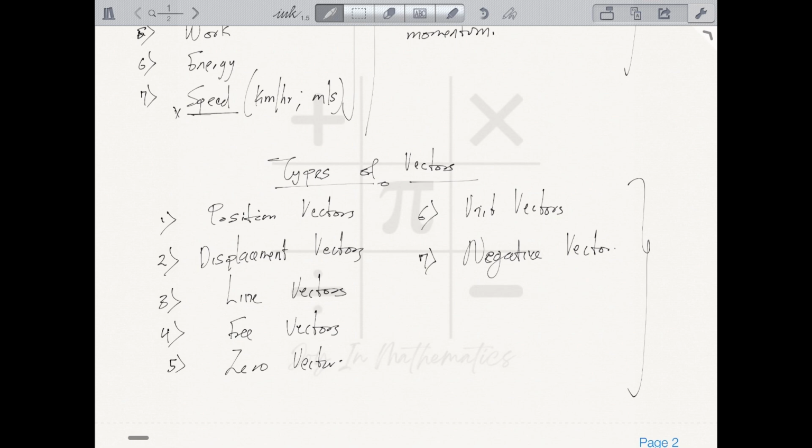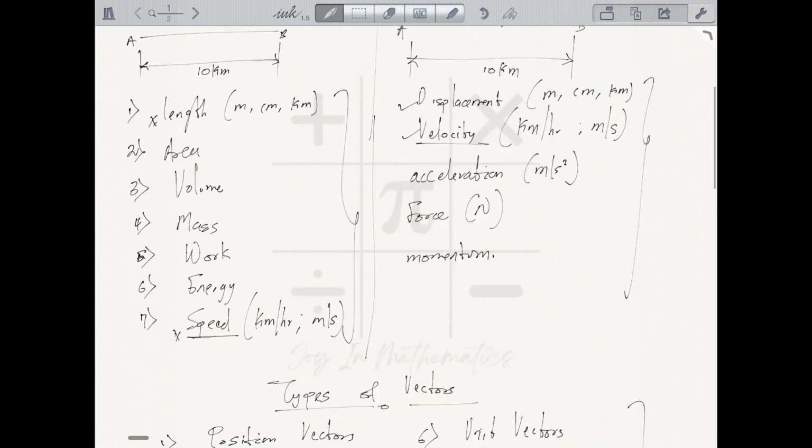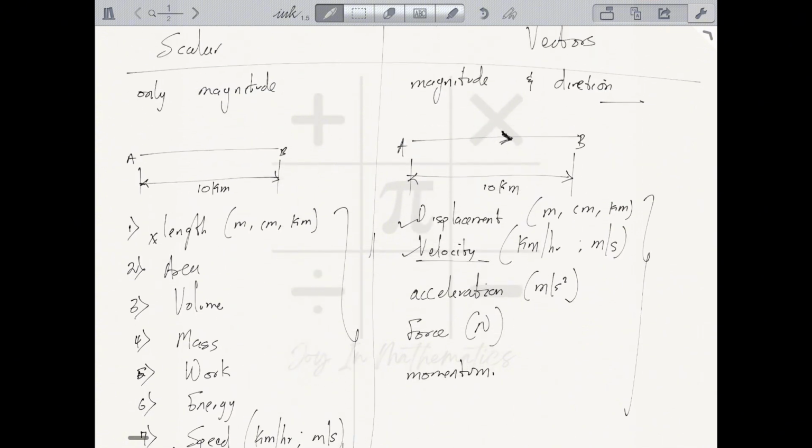How then can we represent vectors? We know that the vectors have magnitude and direction. How do we represent it?